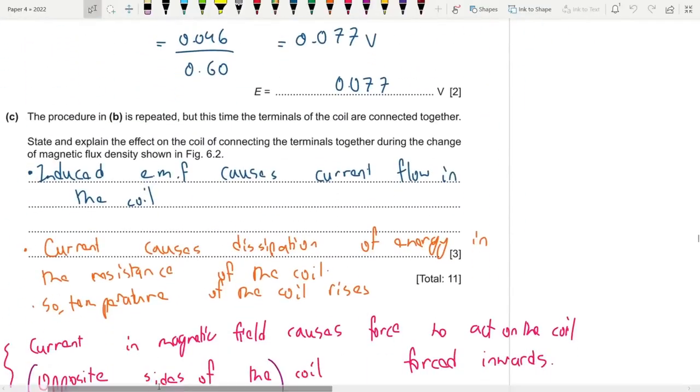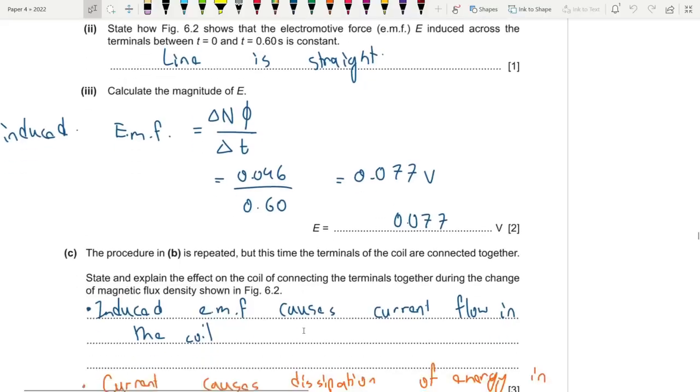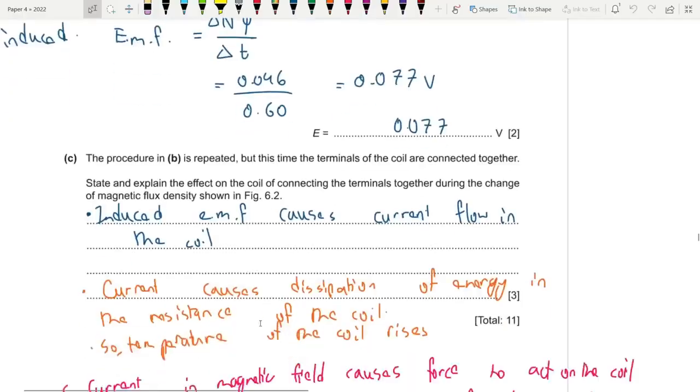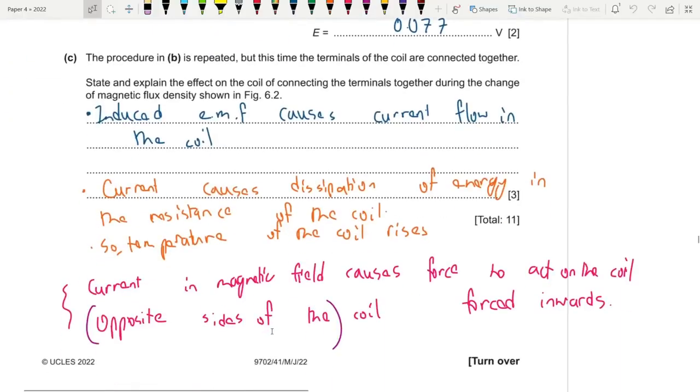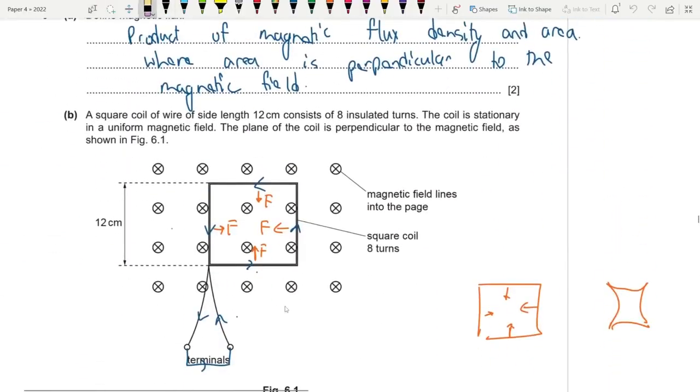Okay, so this was the question. The procedure in B is repeated, but this time the terminals of the coil are connected together. State and explain the effect on the coil of connecting the terminals together during the change of magnetic flux density, shown in figure 6.2. Basically, when you connect the coil together, beforehand current was not allowed to flow, because the terminals were not connected. But now when you connect them together, current will be allowed to flow between the terminals. What I was confused about was the direction of flow of current.